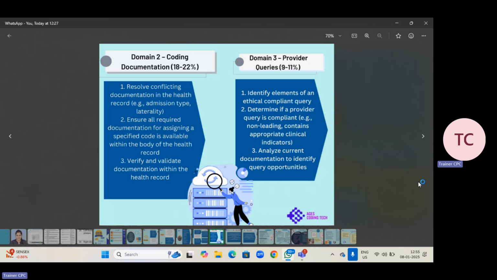From querying, there will be 9 to 11% of questions. In querying, how you will be getting questions is, which one is a compliant query? Compliant means which one is a proper query, and which one is not a proper query. If it is not proper, why it is not proper; and if it is a correct or proper query, then why it is correct. You will be getting questions like that.